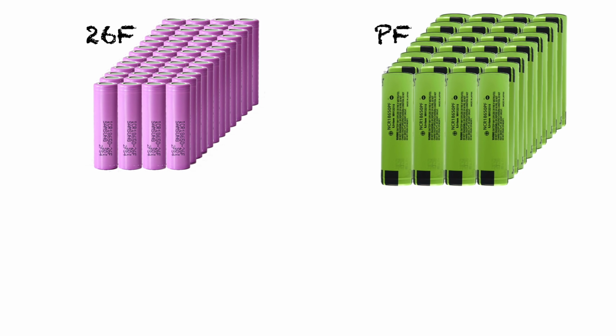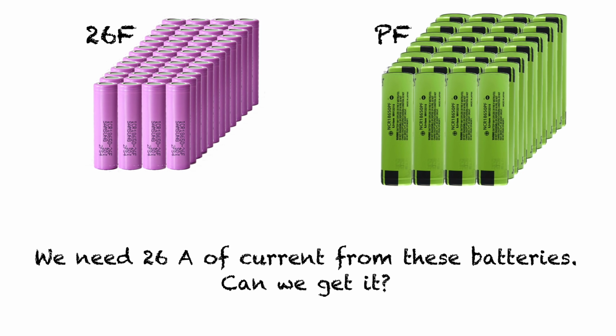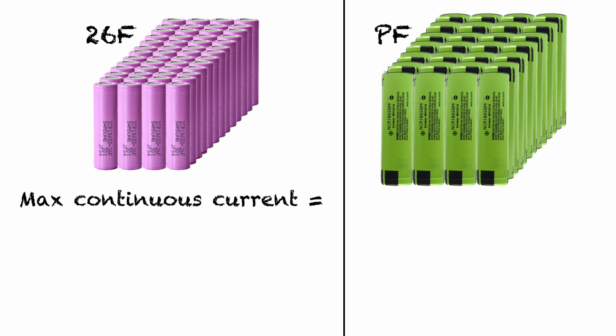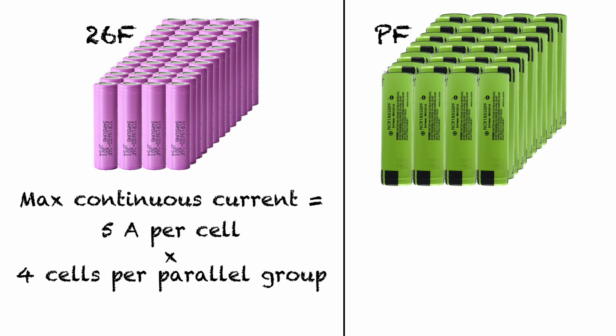Now let's look at current. Ishmael plans to use the battery on an electric bicycle with a 26 amp controller. If we look at the 26F cell, we can calculate its maximum continuous current ability by multiplying the maximum continuous current ability of each cell, which is 5 amps, by the number of cells in parallel, which is 4 cells. Uh-oh, that gives us only 20 amps, which is less than the current that our controller will draw, 26 amps. If we try to use this setup while climbing a hill, or otherwise using full power for an extended time, this could very well overheat our batteries.